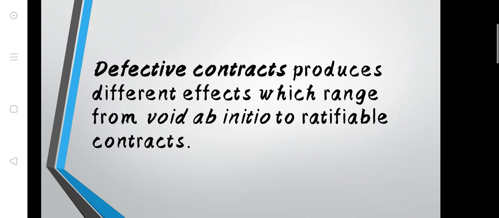Next, defective contract produces different effects which range from void ab initio to ratifiable contract. Ibig sabihin ng void ab initio, having no legal effect from inception o no contract at all. Yung ratifiable contract naman ay yung contract in which the terms have been agreed upon by all parties but has not yet been fully executed, signed, and delivered.